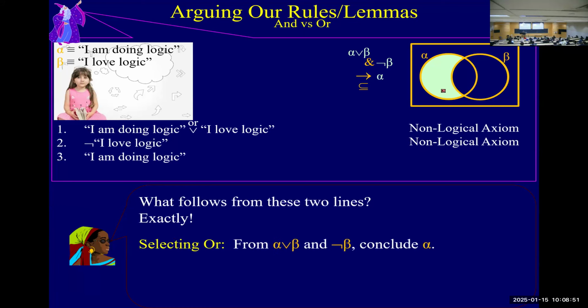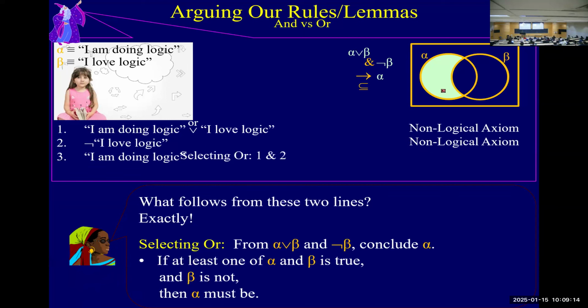And again, I just made up this name. This is Jeff's name for it. I called it selecting OR, right? Because you have an OR, but you don't know which, and by eliminating one, it grabs the other, right? Everybody following these?